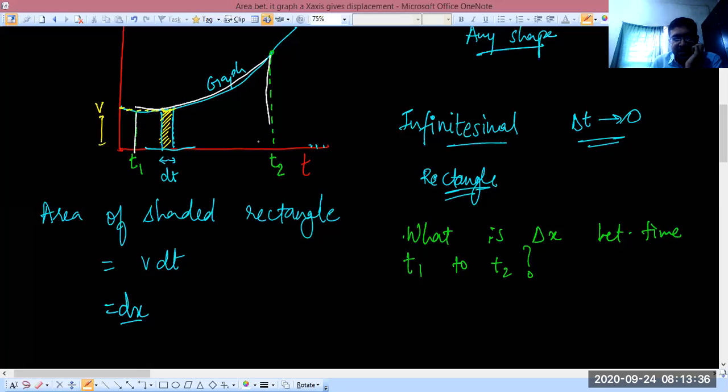right? Is it a rectangle? Of course not. It's not a circle also. It's not a square. It's not a known shape. So what we'll do is, by taking such many small time intervals, we will divide it into thousands of such rectangles. I hope you get what I'm saying. For every rectangle, the area will be VDT.